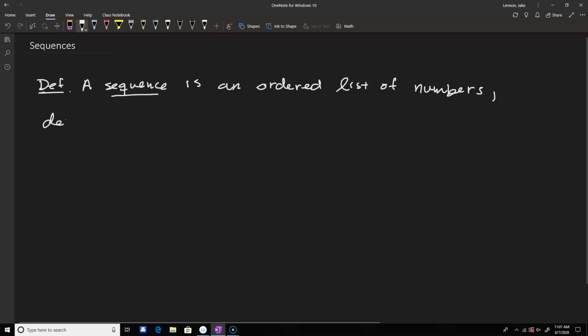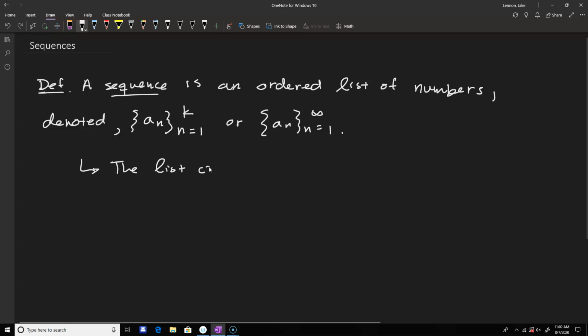And usually we'll use the notation: we'll have braces, and then we'll have a letter with some indices indicating which term we're talking about. And these can start anywhere, so you can have indices going from n equals 1 up to some larger number k, if it's finite. Or it could also be infinite. So you could have, say, a sub n going from n equals 1 all the way up to infinity. So that's one thing. The list can be either finite or infinite.